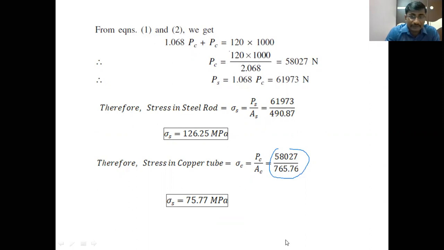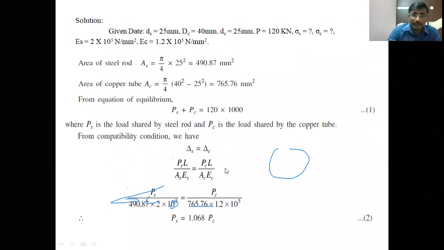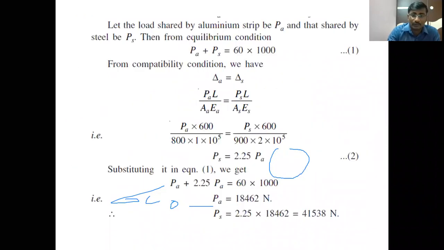Sigma S is equal to 126.25. Don't get confused here; mistakenly it was written sigma S, but it should be sigma C. Stress in the copper tube is equal to 75.77 megapascals. Clear, students? These are the two problems I explained on composite or compound bars.